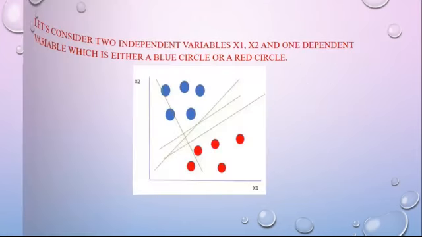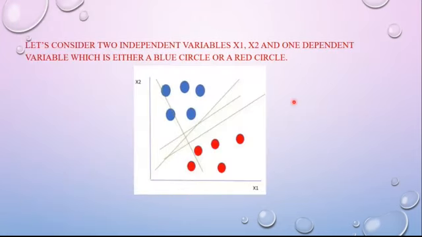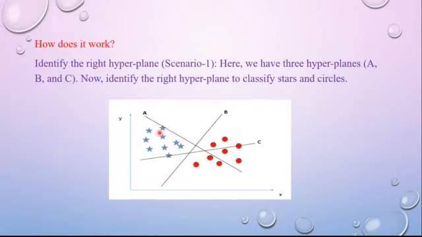Let's consider two independent variables, x1 and x2, and one dependent variable which is either a blue circle or a red circle. It will look like this with the help of a hyperplane. Let's go for another one to see how it works. Here we identify the right hyperplane. In scenario one, we have three hyperplanes called A, B, and C. Now identify the right hyperplane to classify stars and circles.